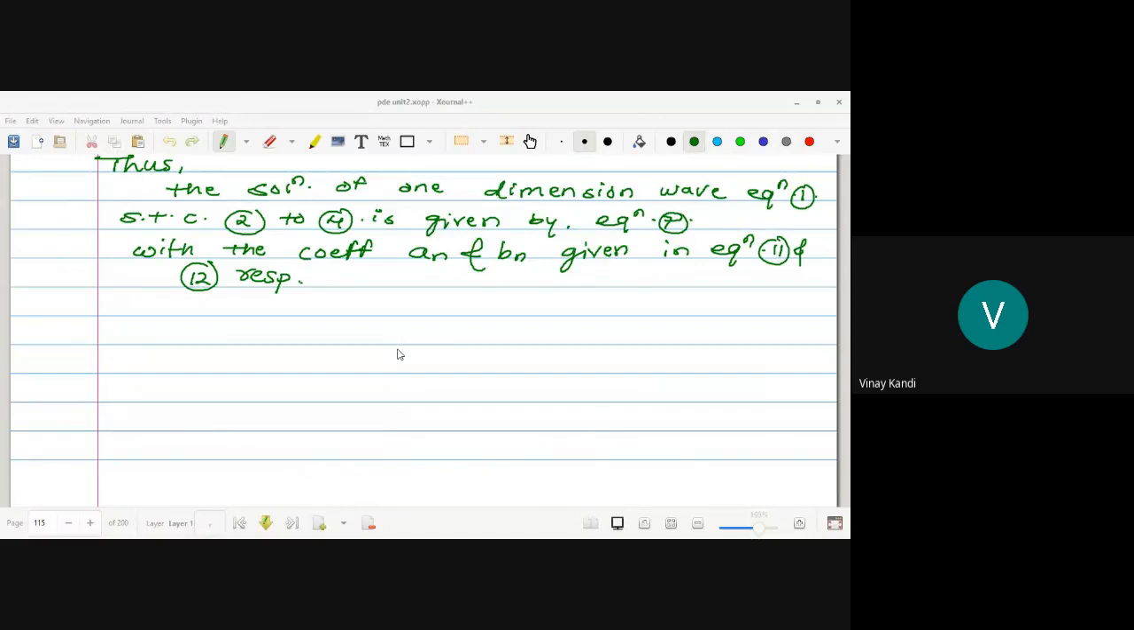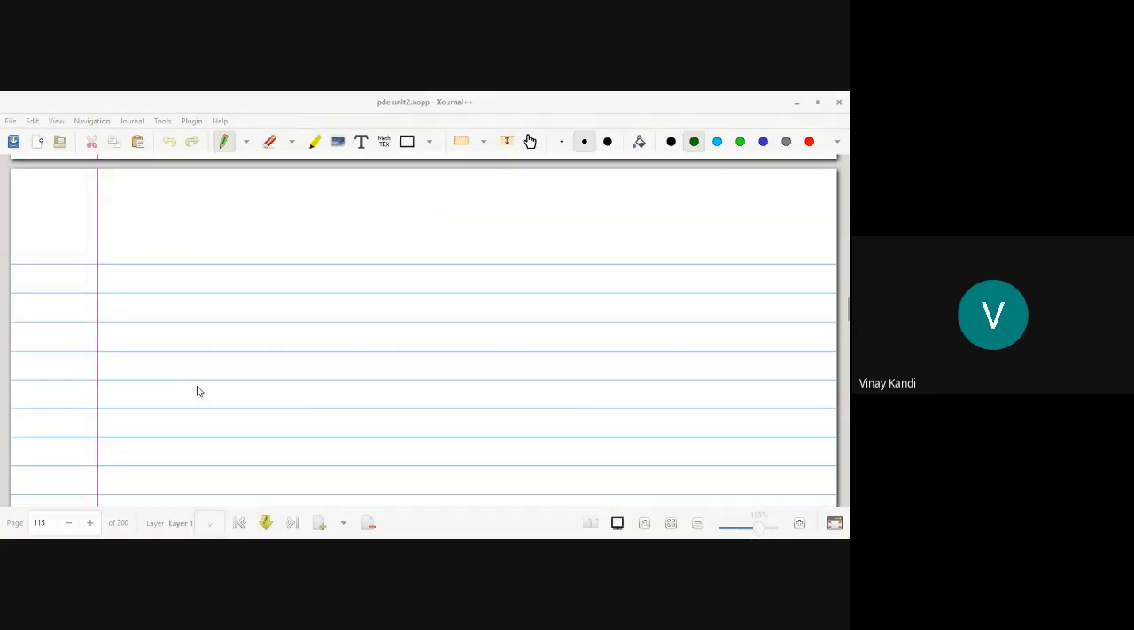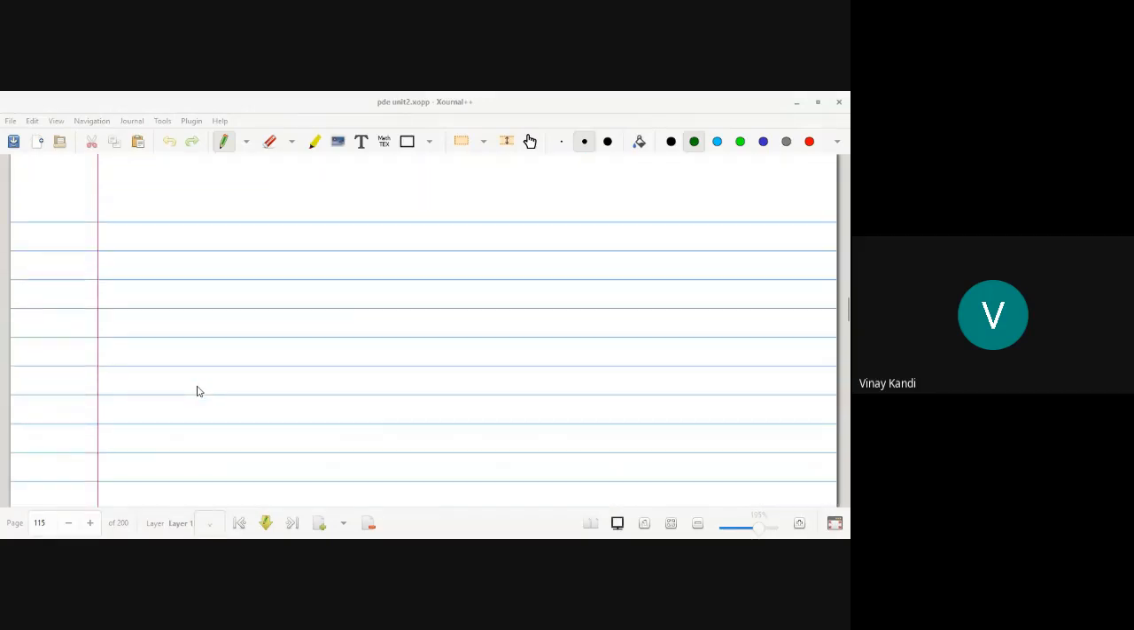Okay, so in the previous lecture, we saw the solution of vibration of a string of finite length by the method of separation of variables. Today we'll see one example on that theorem or result. Okay, so look at this.